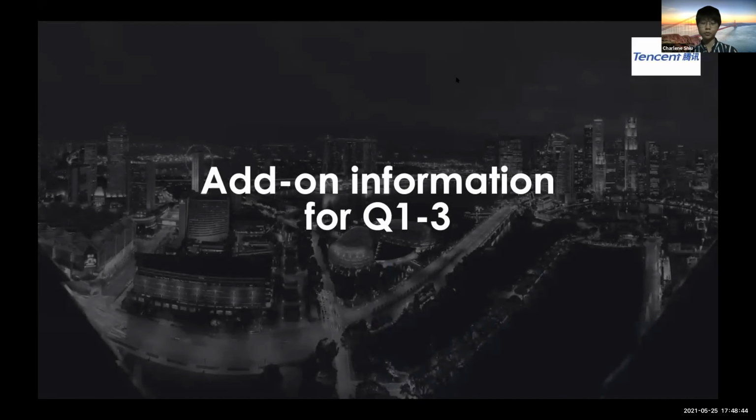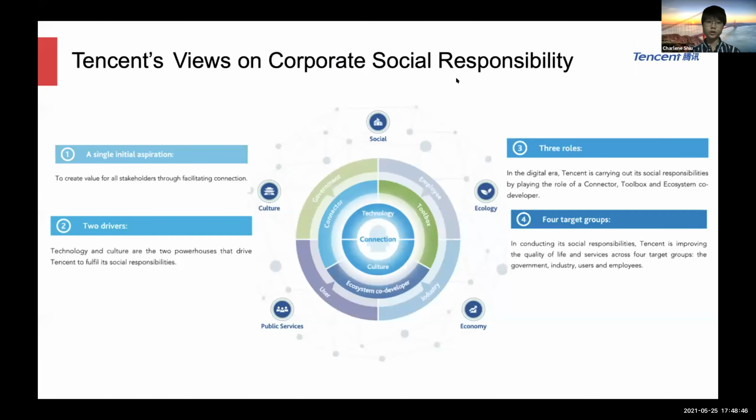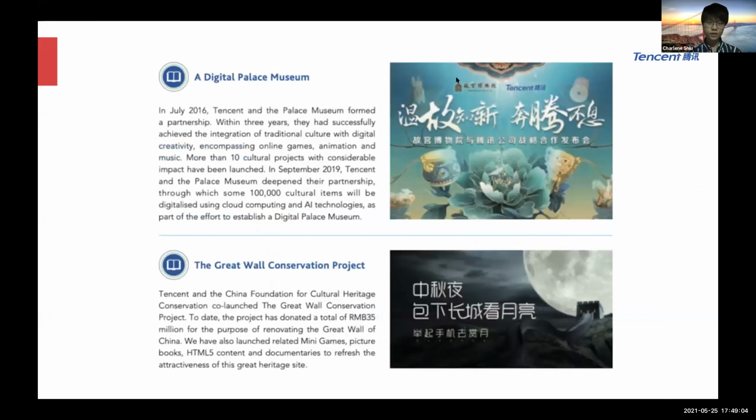So I would like to add more point on question 1 to 3. First of all, there are 5 aspects that Tencent is focusing on in the CSR. It's the social, ecology, economic, the public services, and the culture. And they are serving the 4 target groups. They are the government, industry, users, as well as the employee. For example, they are focusing on the cultural aspect. They had the Digital Palace Museum in 2016, as well as the Great Wall Conversational Project.